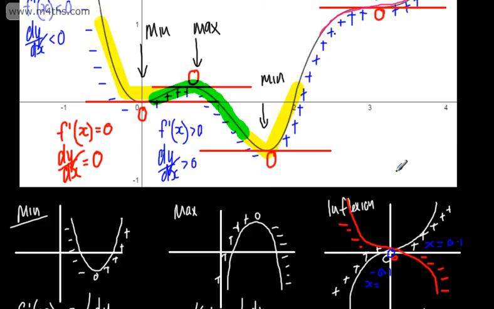So there we go, finding stationary points. To find a stationary point, all you need to do is set the derivative equal to 0 and solve for x.